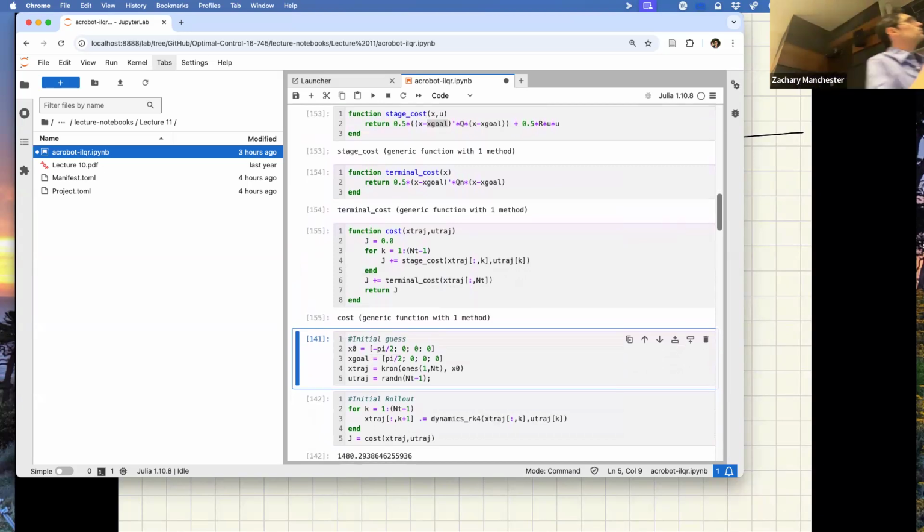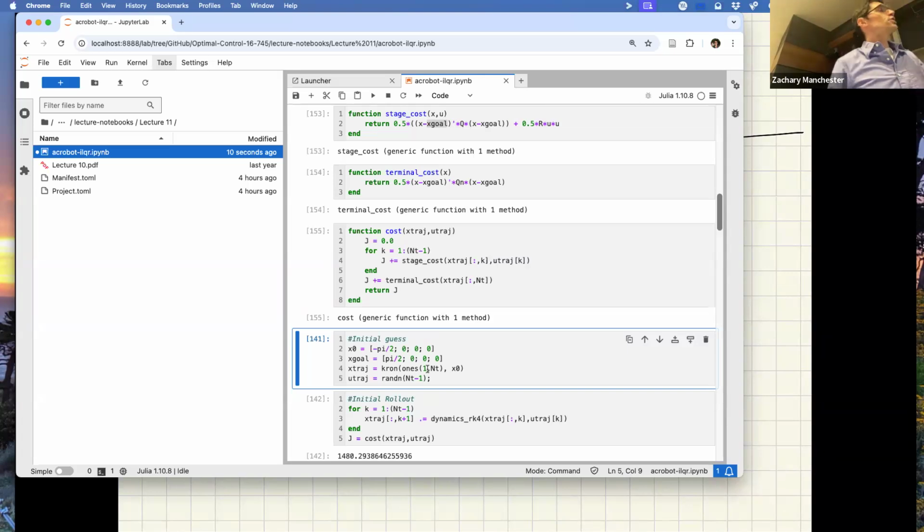Okay, so initial guess. What I'm going to do here is X naught is downward, and then X goal is upward. And then I initialize the X trajectory with all zeros, so like just hanging down, whatever, it doesn't matter. Actually, it really doesn't matter because I'm doing a rollout at each step of this guy, which will become clear in a sec.